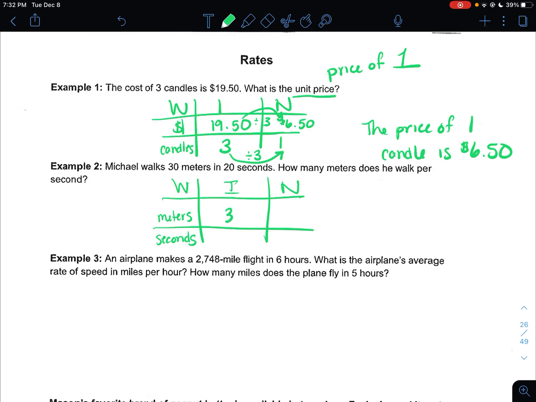So the information that they give us is 30 meters in 20 seconds. And I need to know how many meters he walks per second, or in 1 second. So how do I get from 20 down to 1? Divide by 20. So then you need to do 30 divided by 20 to get 1.5. So he walks 1.5 meters in 1 second.